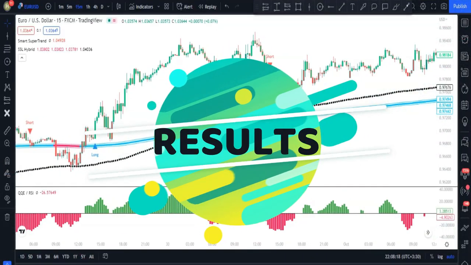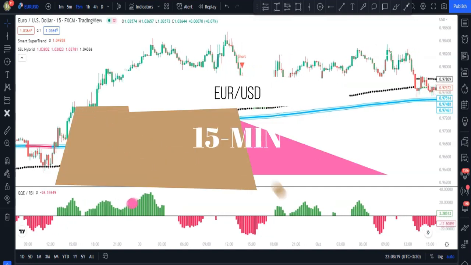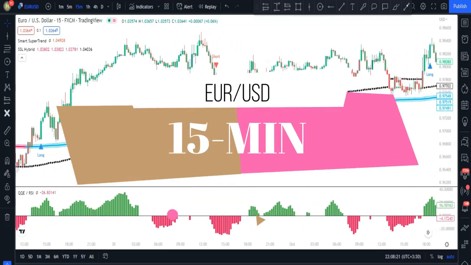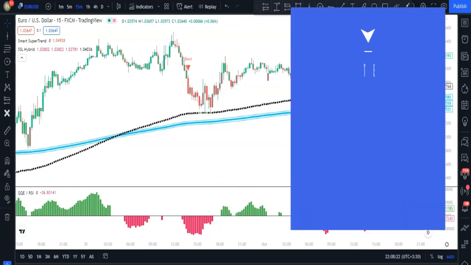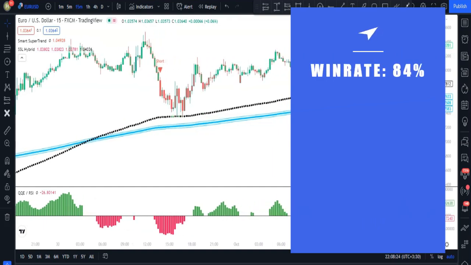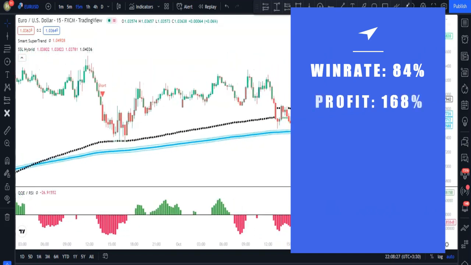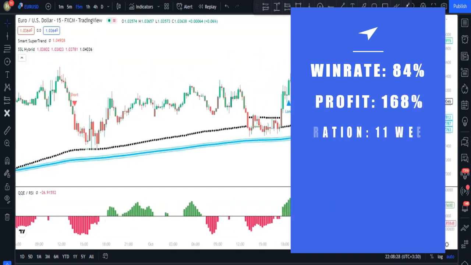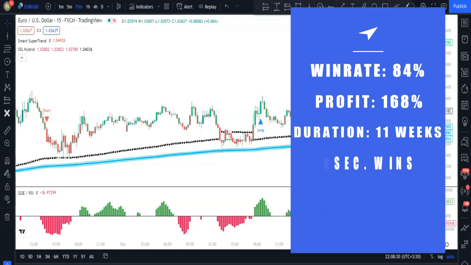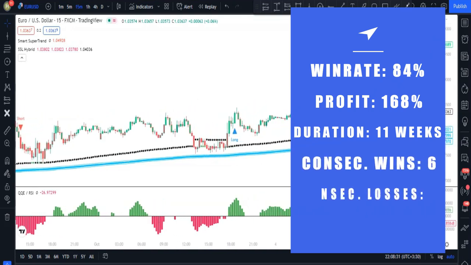So I did the back testing on EUR/USD 15-minute time frame for 100 trades, and here's the result. The win rate turned out to be 84%, and we could increase our balance by 168%. I found those 100 setups within 11 weeks, and I had 6 consecutive wins against 2 consecutive losses during the back testing.